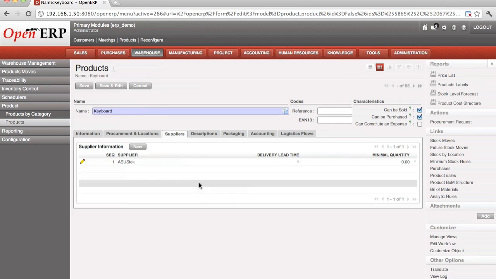You can specify other details like the descriptions, packing, accounting and logistics flow. If the product is being manufactured, you can specify its bill of material. You can also specify the minimum stock rules for the product.